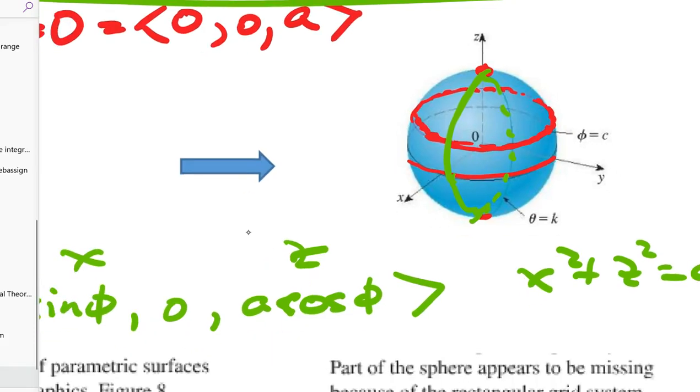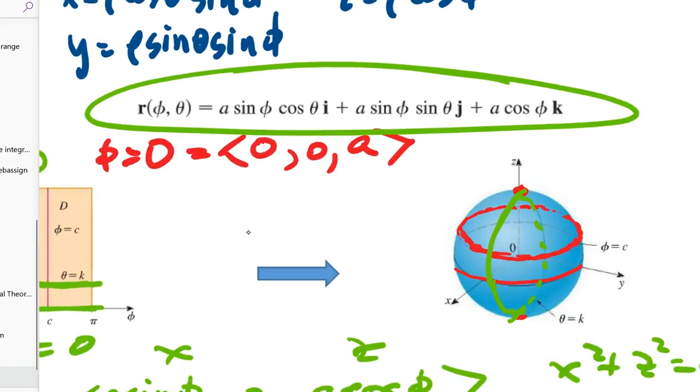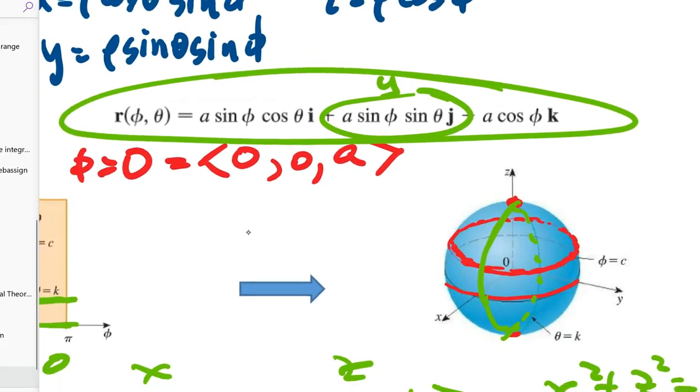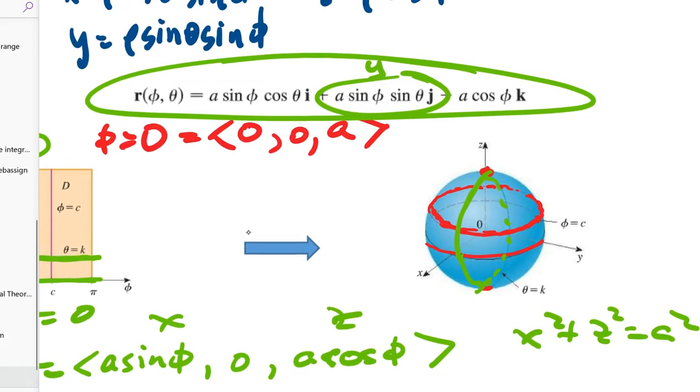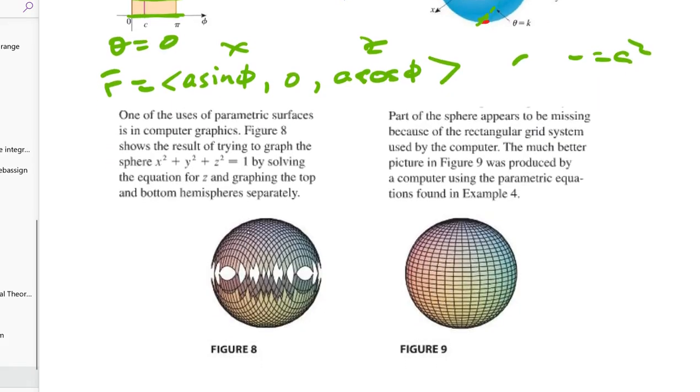Here. And now, as we allow theta to change, the y component, here's the y component, is not going to be 0 anymore. It's going to move out. And so you're going to get other circles here as well. So I'll let you look at all that yourself.